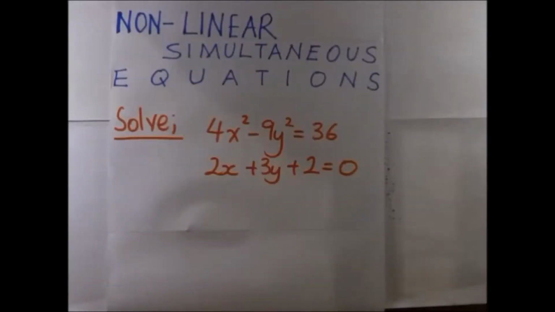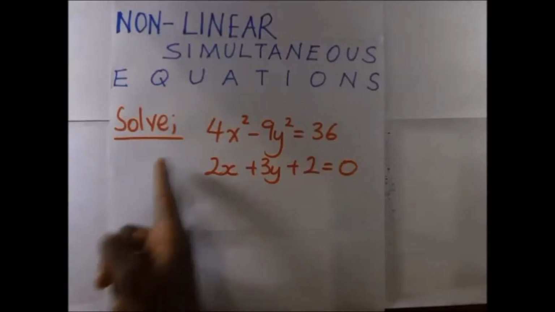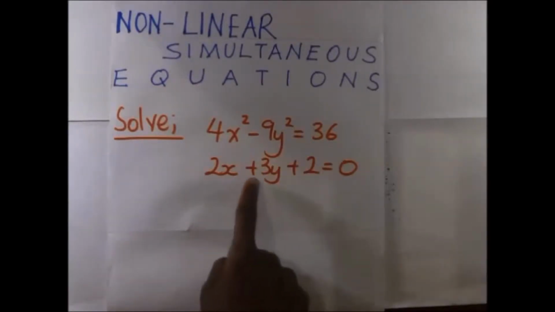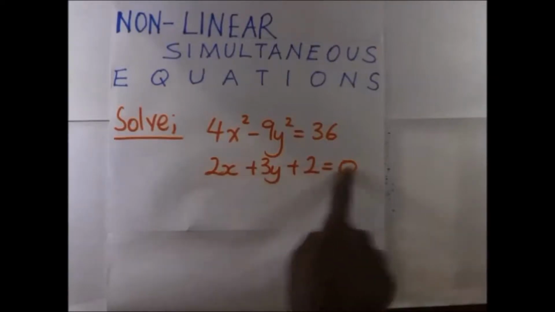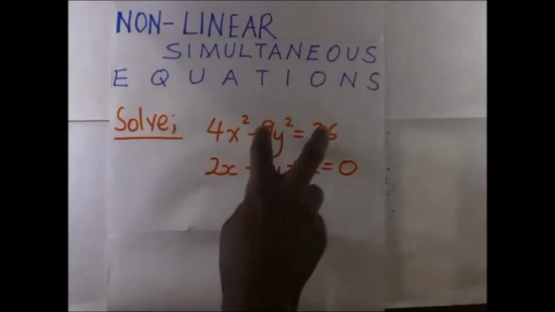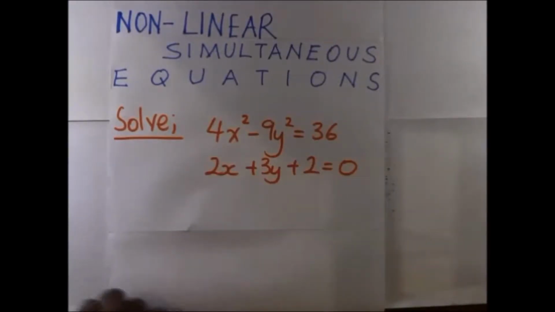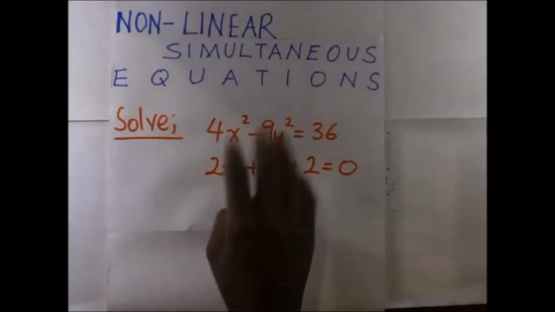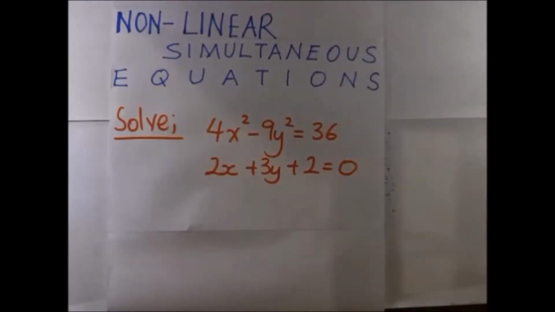Now in nonlinear simultaneous equations, here we deal with pairs of simultaneous equations with at least one being nonlinear. If you look at this pair, this is a linear equation, this is a nonlinear equation. So this is what we mean by nonlinear simultaneous equations. So how do we solve for that?